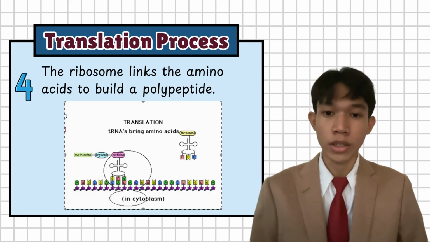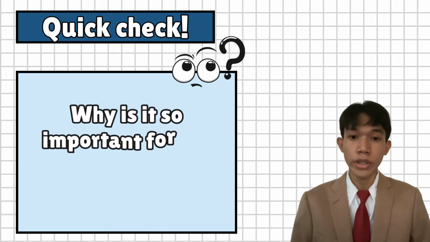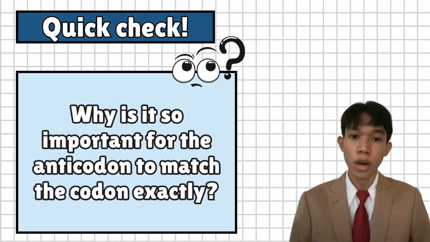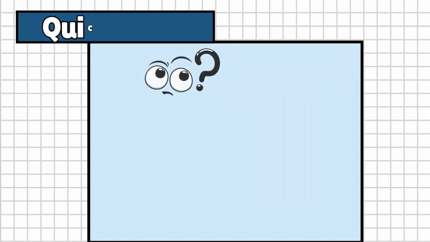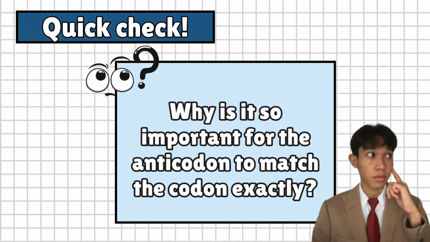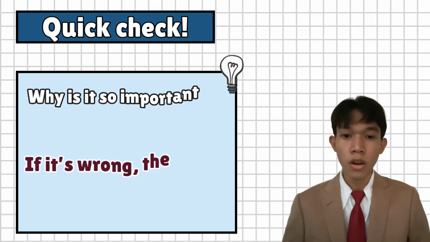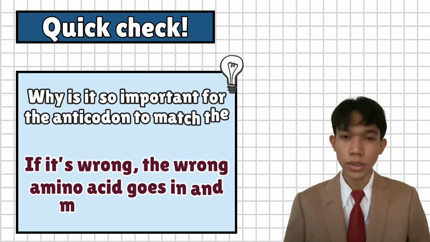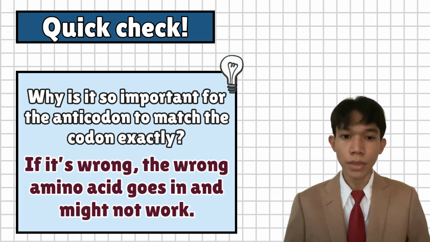Here's a quick question. Why is it important for the anticodon to match the codon? You're right. If it's wrong, the wrong amino acid goes in, and the protein might not work. Even one wrong amino acid can mess up a whole protein.